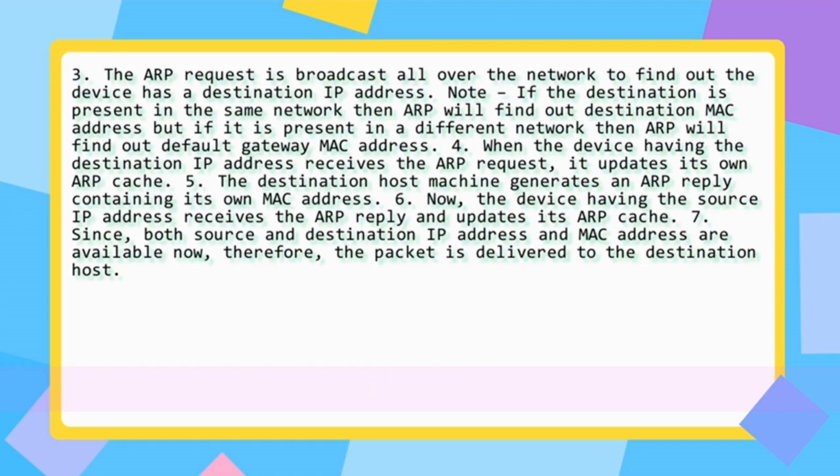4. When the device having the destination IP address receives the ARP request, it updates its own ARP cache. 5. The destination host machine generates an ARP reply containing its own MAC address. 6. Now the device having the source IP address receives the ARP reply and updates its ARP cache. 7. Since both the source and destination IP addresses and MAC addresses are available now, the packet is delivered to the destination host.